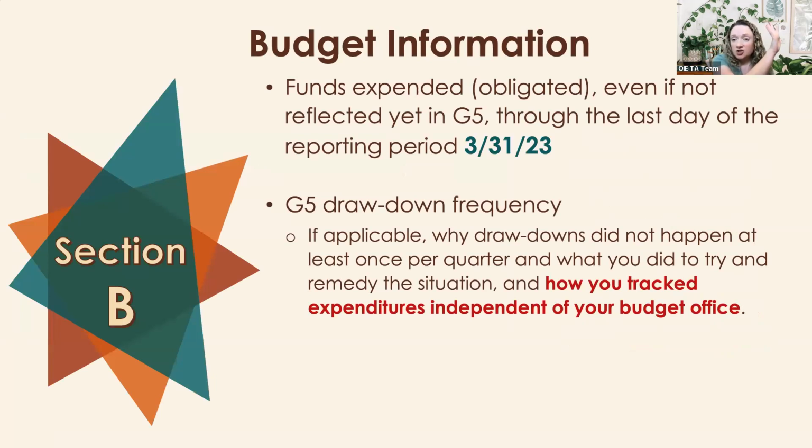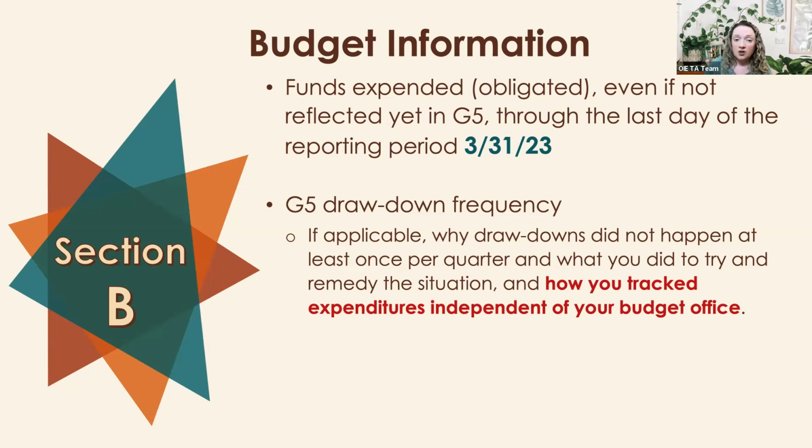So while on the cover sheet, we're all about drawdowns, when we get to Section B, we want you to paint the full budget picture. So we want you to also talk about those funds that you've expended but not yet drawn down through the end of March. But we also want you to talk about what's your drawdown frequency. I'll tell you that our hope is that you're drawing down monthly, but no less than quarterly. So ideally every month, but no less than quarterly. If you're drawing down less than quarterly, it's considered not frequently enough.